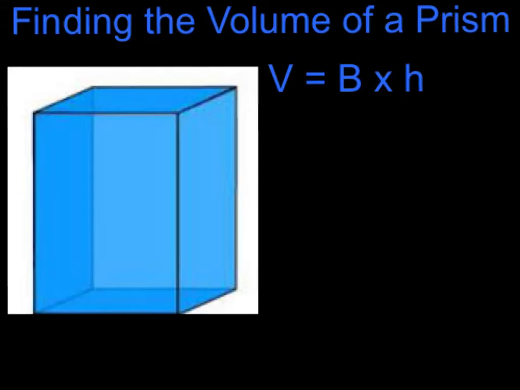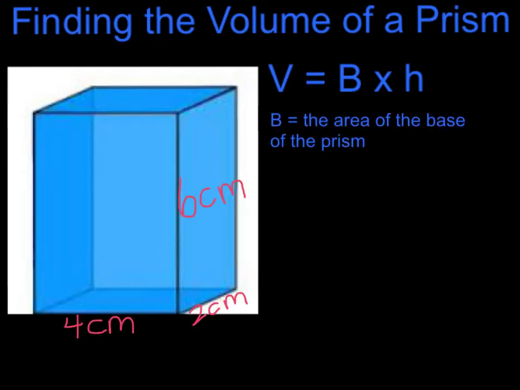As a reminder, the formula for finding the volume of a prism is capital B times height, where capital B stands for the area of the base of the prism. As you can see, I have now added dimensions to this rectangular prism. The first thing that I am going to do is find the area of the base of the prism.